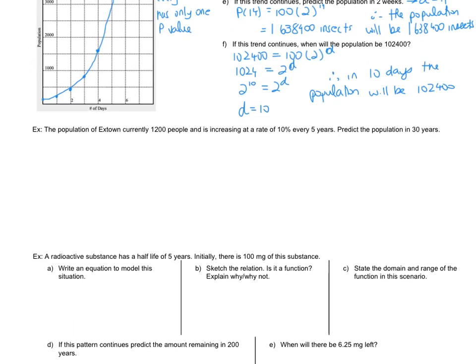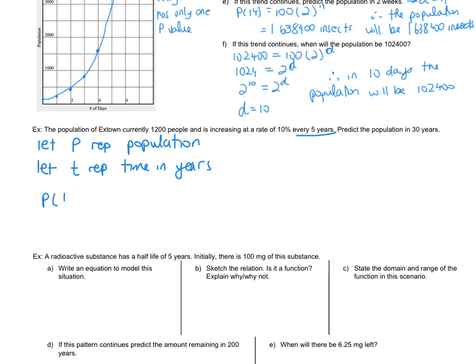The population of X town is currently 1,200 people and is increasing at a rate of 10% every 5 years. So that's something we should remember. Predict the population in 30 years. So first thing we should do is set up our equation, and then we can deal with that prediction. We are dealing with population, so let P represent population. And the population is increasing every 5 years. So I'm going to say let T represent time in years.